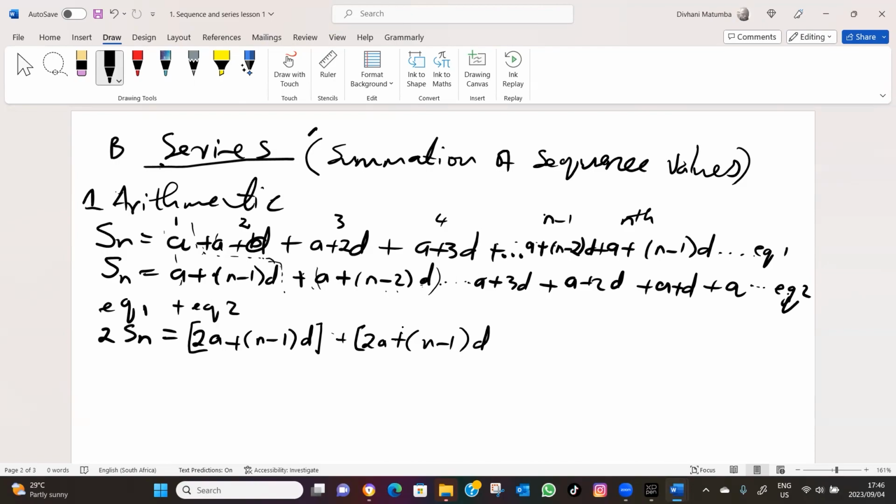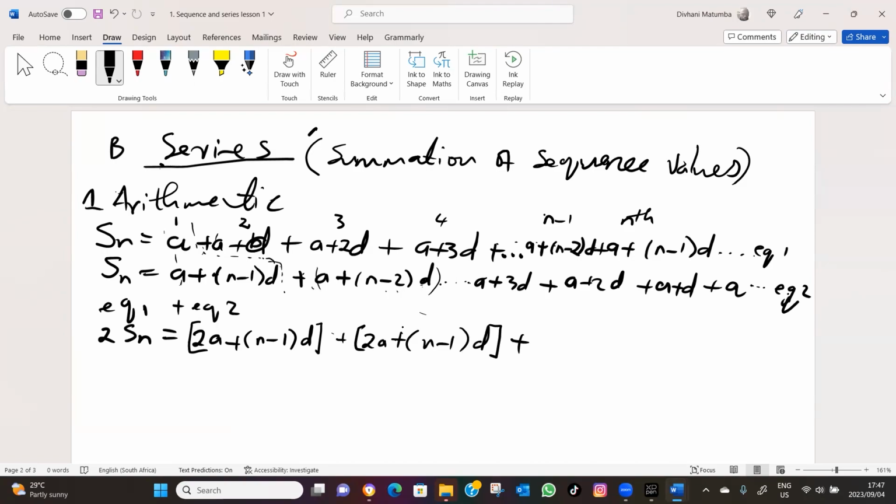Or you can approach it in this way. That d there represents 1d. And behind that d, we only have 1. So n minus 2 plus 1 will be n minus 1.